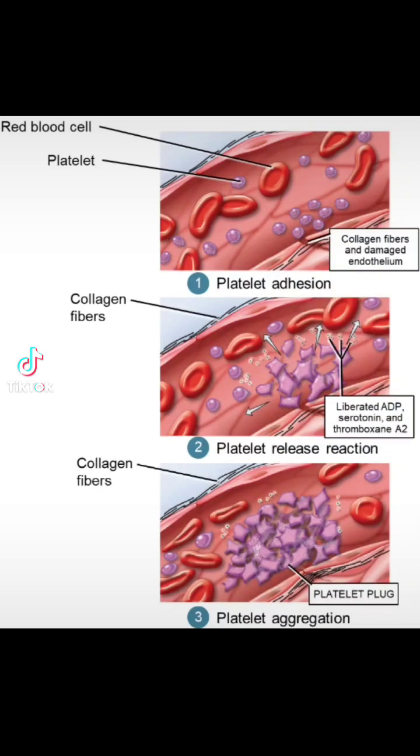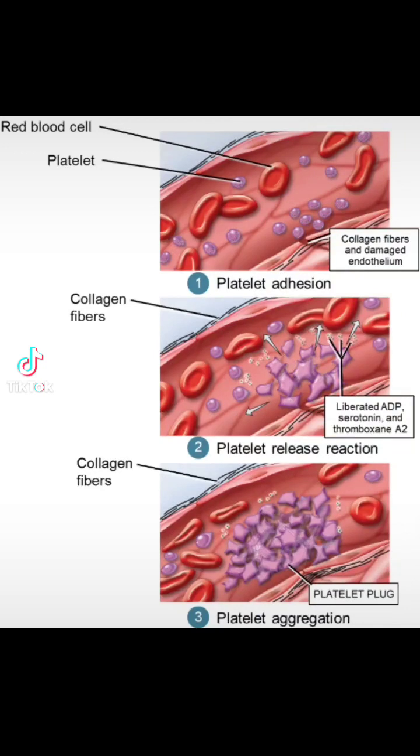The second step of the platelet plug formation is platelet release reaction, also known as platelet activation. Here, the platelets release a number of important cytokines and chemical mediators, and these can include ADP, serotonin, and thromboxane A2. This is an important stage because here the platelets are activated to adhere to the endothelium wall.